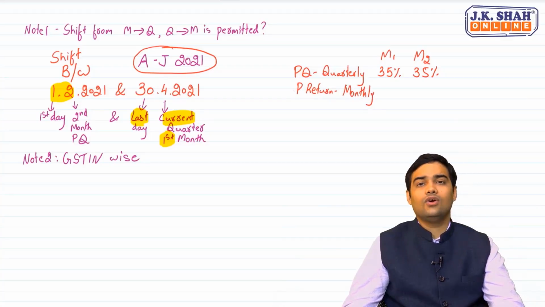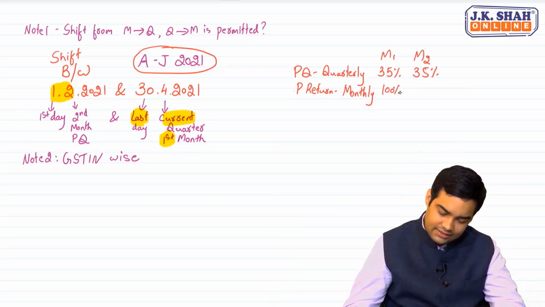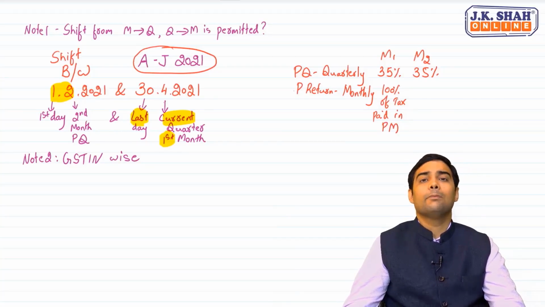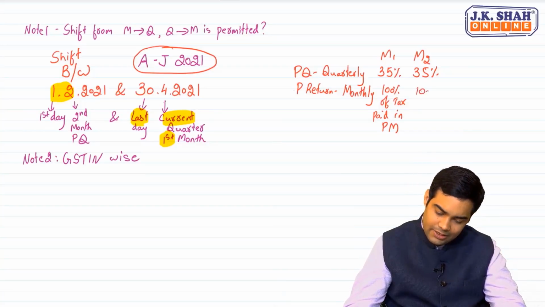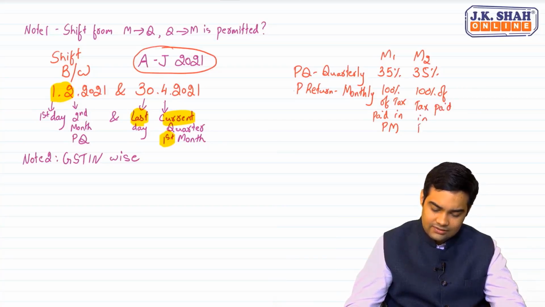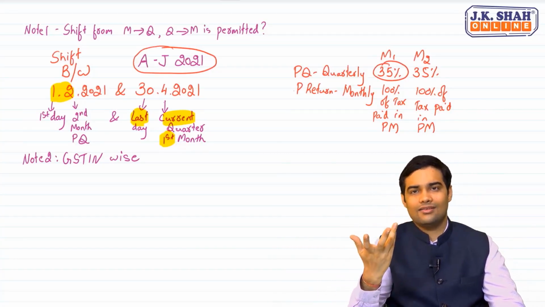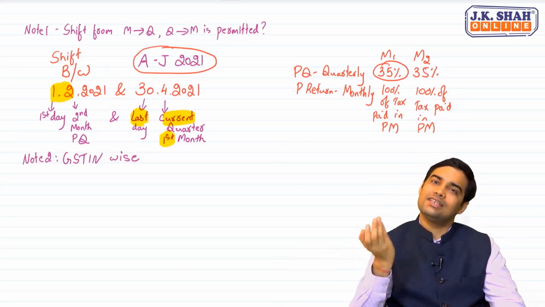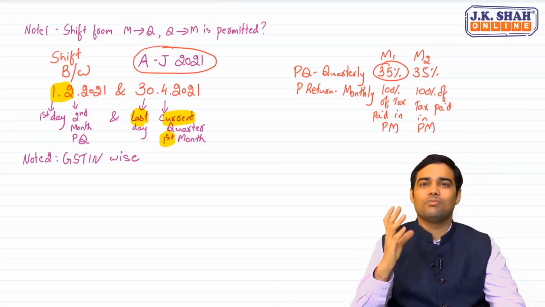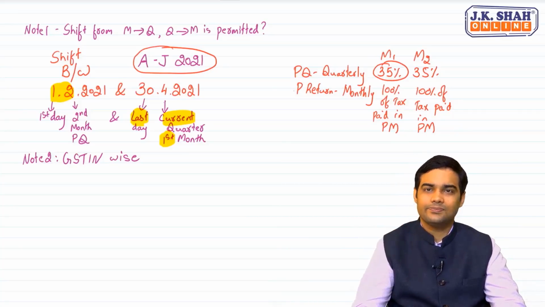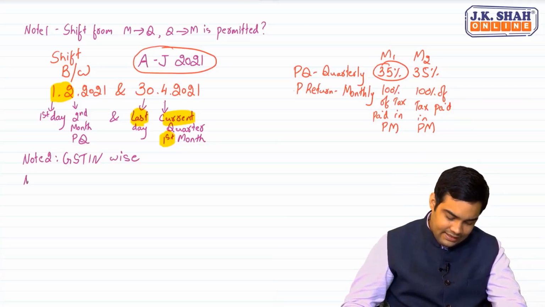But if my previous return was monthly, then how will I find out the previous quarter tax paid? That's why if my previous return was monthly, then 100% of tax paid in the previous month. And obviously whenever we write tax paid, it is through the e-cash ledger. And here also it will be 100% of tax paid in the previous month. See, it would not make much difference. Why? Because 35% of the previous quarter is approximately 1/3, not exactly 1/3, but approximately 1/3. And 100% of the previous month is also making you pay for a particular month. Clear with this? Okay. Then, note 3.